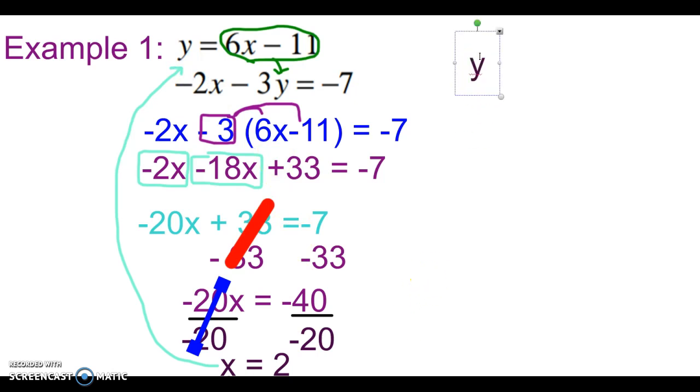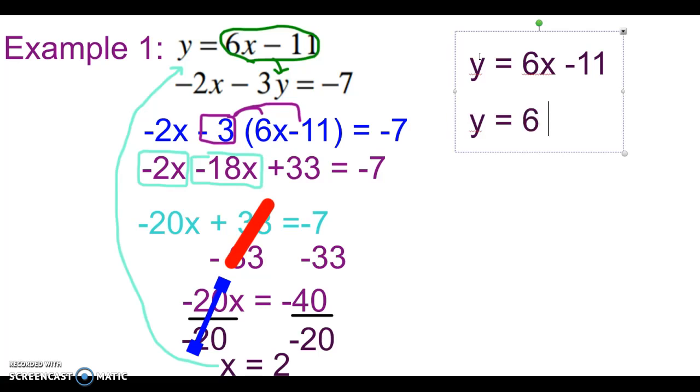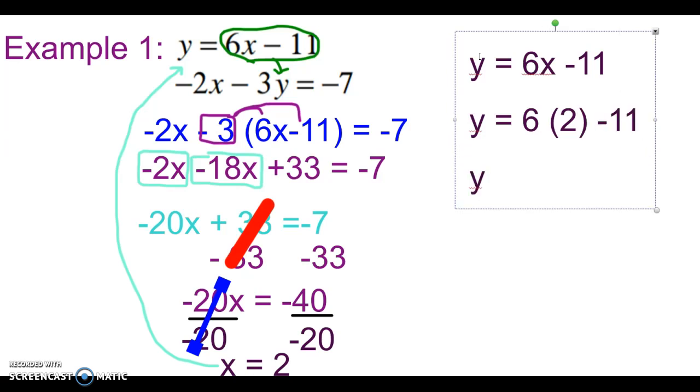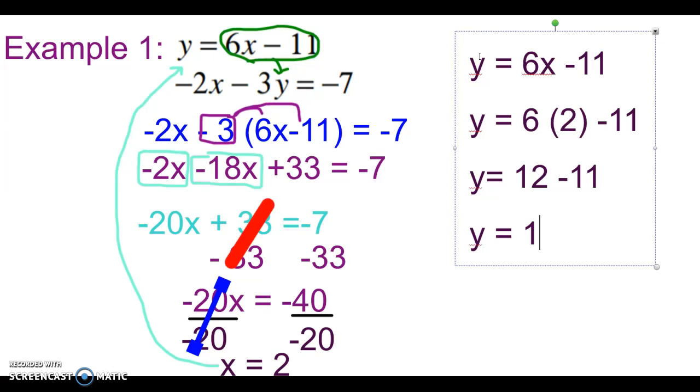So I'm going to rewrite y equals 6x minus 11. Now I'm going to plug in. Wherever I see an x, I'm now going to put the number 2. So it's going to be 6 times 2 minus 11. From here, you are just going to evaluate that equation. So 6 times 2 is 12 minus 11, and y is equal to 1.